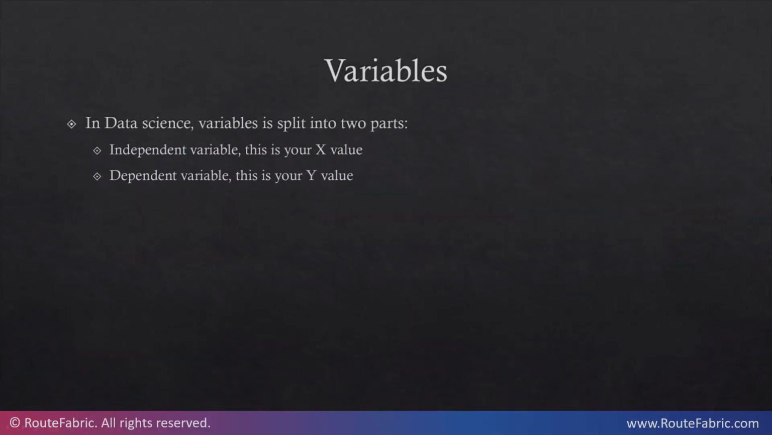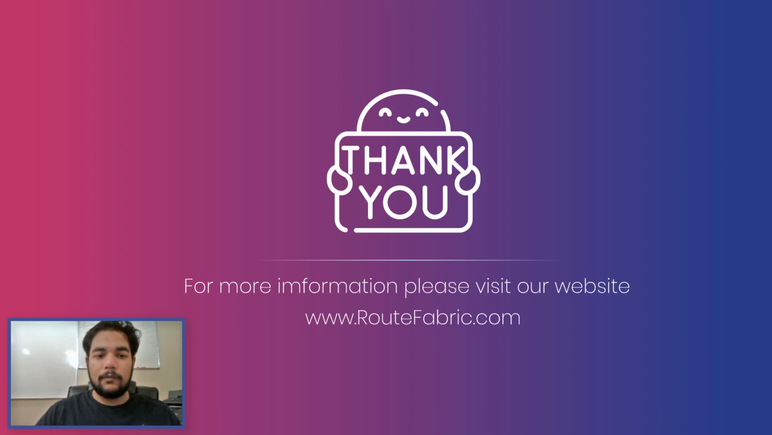Okay, next up we have variables. Variables in data science are split into two parts: independent variables, which are the x values, and dependent variables, which are your y values. I hope this was informative.